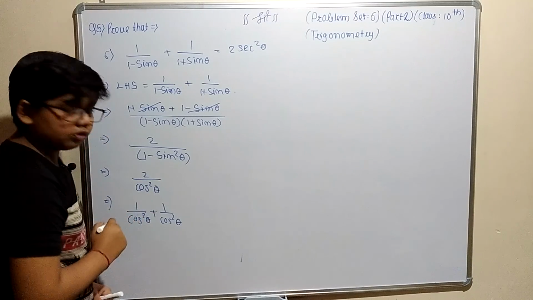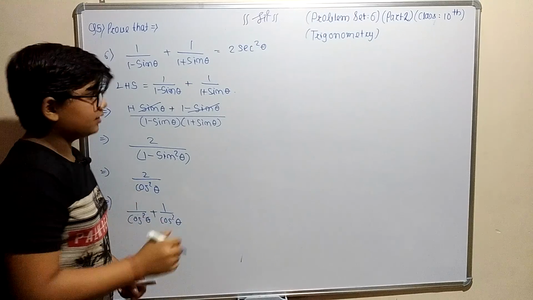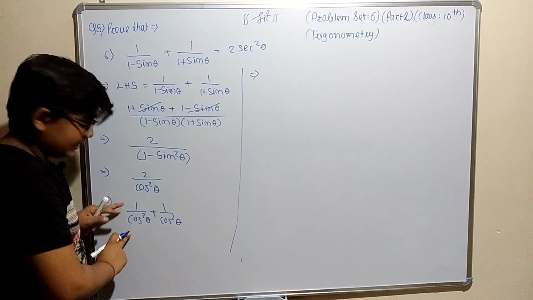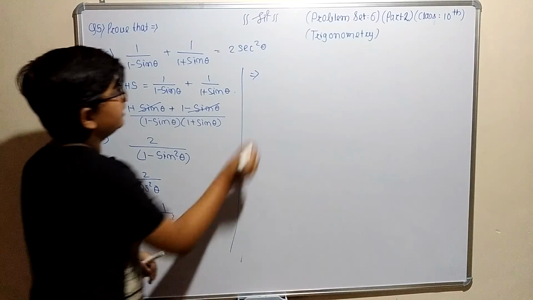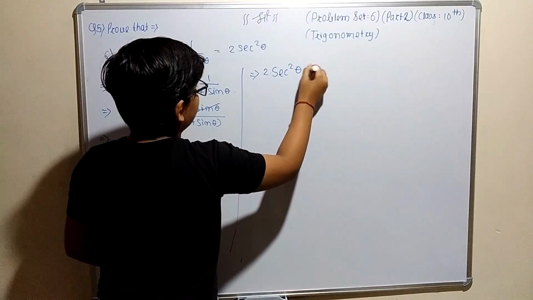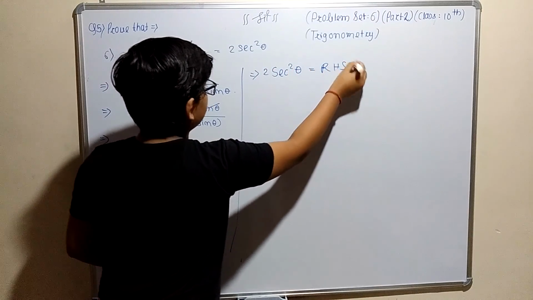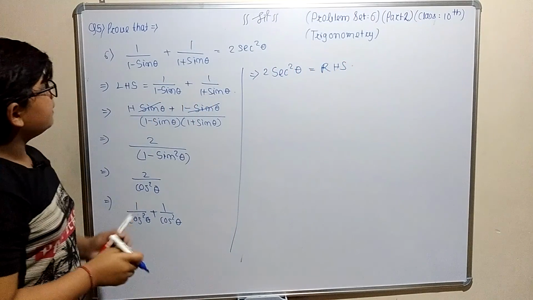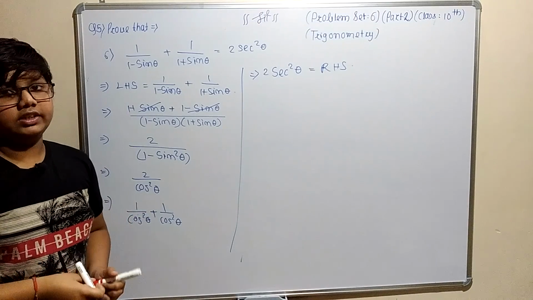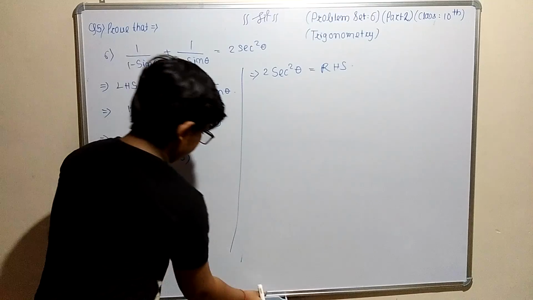Now what is 1 by cos square theta? It is sec square theta. Sec square theta plus sec square theta, we will get 2 sec square theta. That is equal to RHS. This we have also proved: 1 by 1 minus sin theta plus 1 by 1 plus sin theta is equal to 2 times sec square theta. Now we will go to our next question.